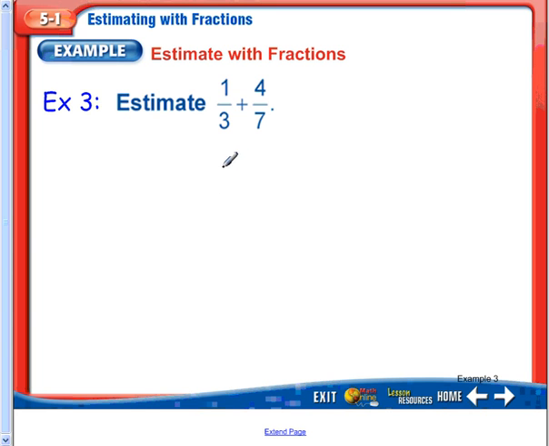One-third. 1/3 is less than 1/2, so we will round down. We'll make that about 0, plus 4/7. Well, half of 7 is 3 1/2. So 4 is more than that, so we're going to round up to 1. So 1/3 plus 4/7 is about 1 whole.